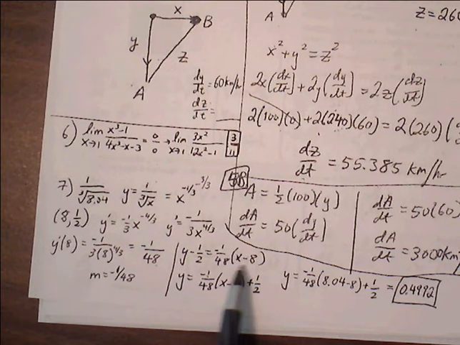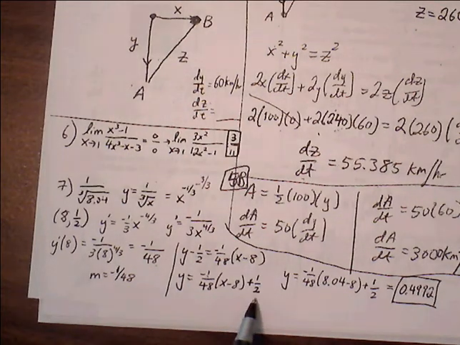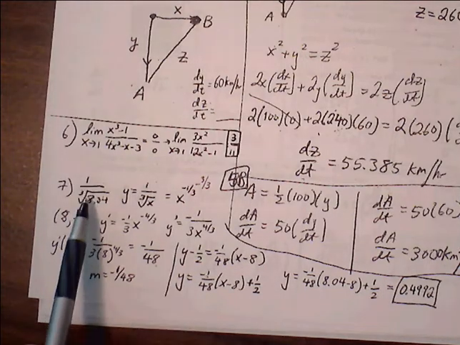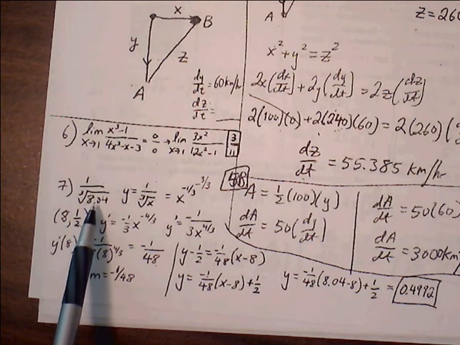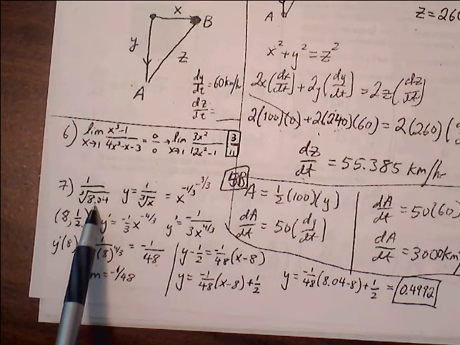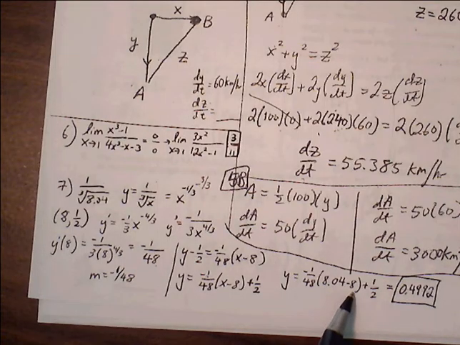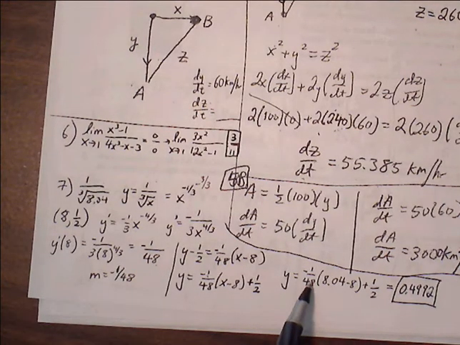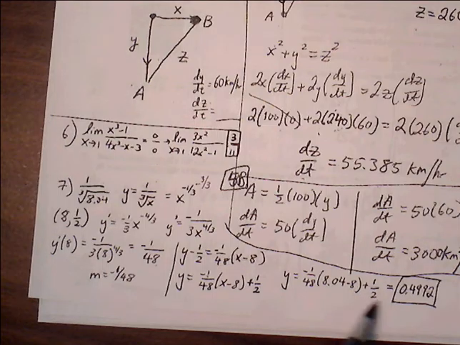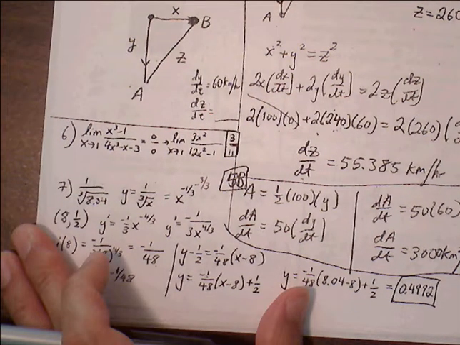Now, once we have our tangent line equation, we can isolate the y. So let's move the 1/2 over to the right side. All right, so now we're going to use the tangent line equation to approximate what the y value is at this decimal x value. So if we plug 8.04 into the x of our tangent line equation, 8.04 minus 8 is going to be 0.04 times negative 1 over 48 plus 1/2 will give us 0.4992.